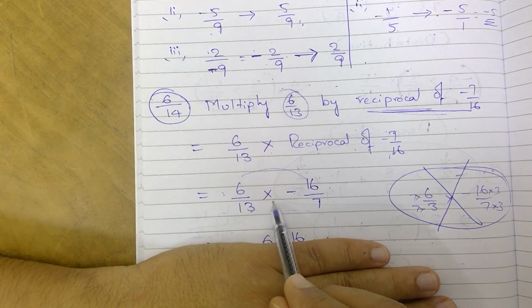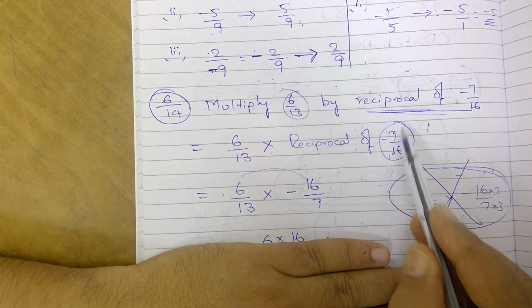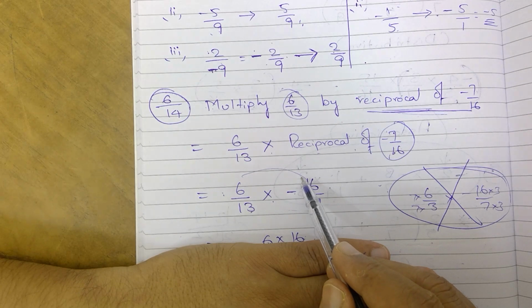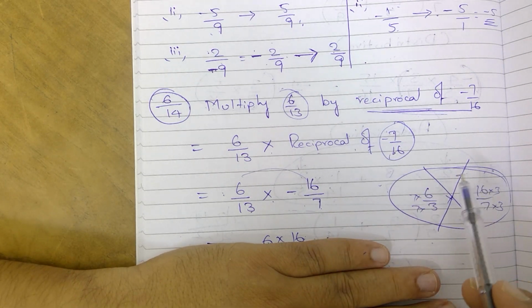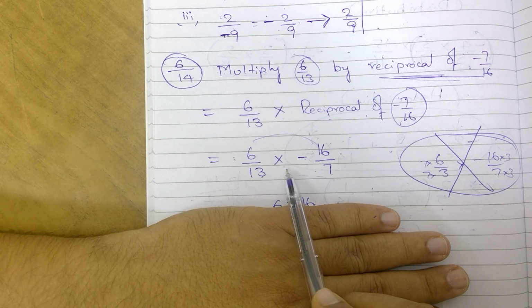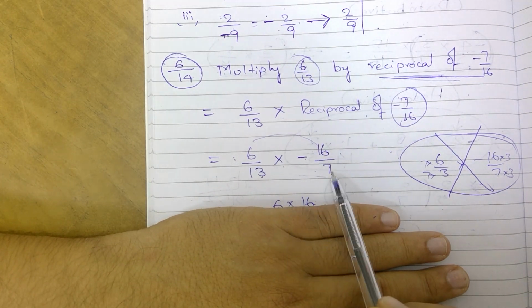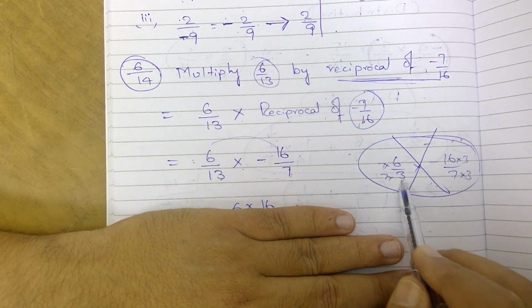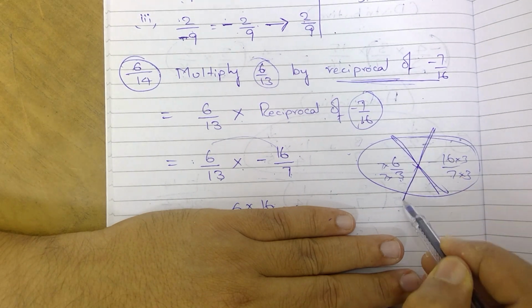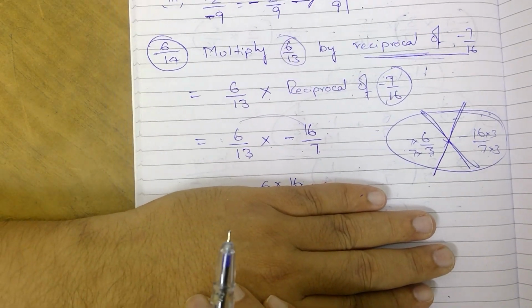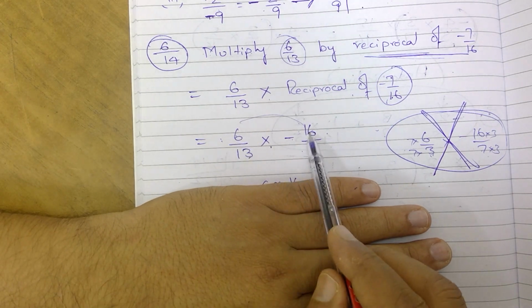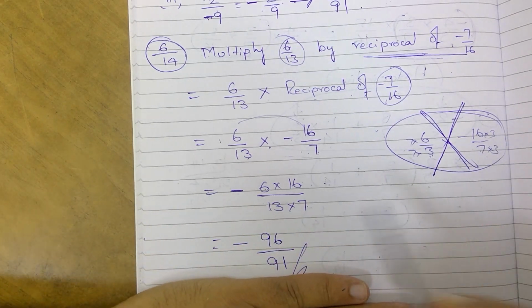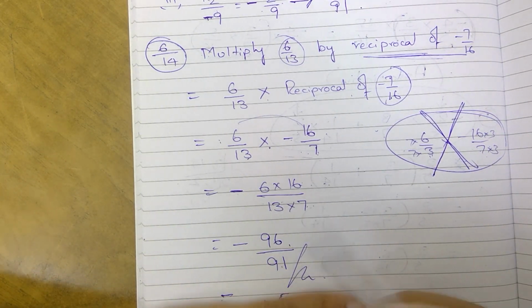So 6 by 13 multiplied by, what is reciprocal of this? It is 16 by minus 7. But minus 7, I cannot put it in the denominator, so I kept it in the numerator. Plus divided by minus is minus. Now multiplication is nothing but multiplying numerator to numerator, denominator to denominator. Some students, when you have multiplication also, they try to take LCM. My dear students, LCM is not for multiplication and division, it is only for addition and subtraction. So it is 6 multiplied by minus 16 by 13 multiplied by 7. So understood? Now 6 multiplied by 16 is 96, 13 multiplied by 7 is 91.